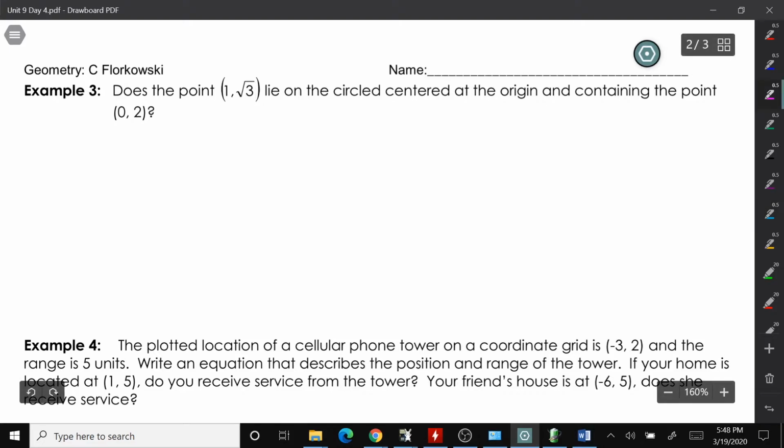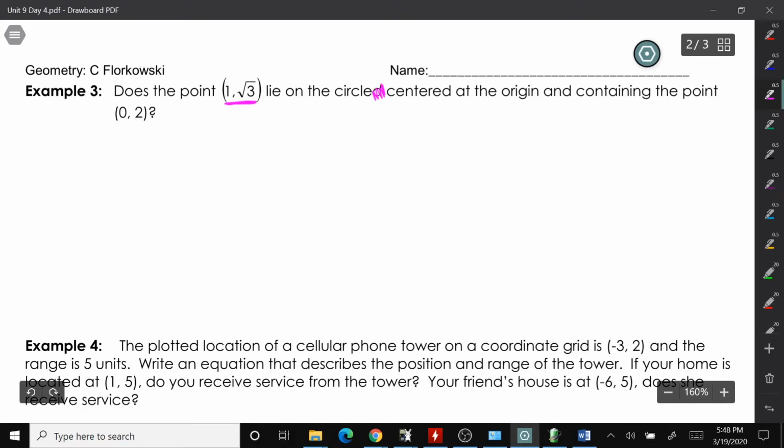So example 3 says, does this point lie on the circle centered at the origin and contain the point 0, 2? Okay, so if our circle is centered at the origin, that means my h and k value is 0, 0. Like, that's the center. And if this is a point on the circle, so my point is 0, 2.